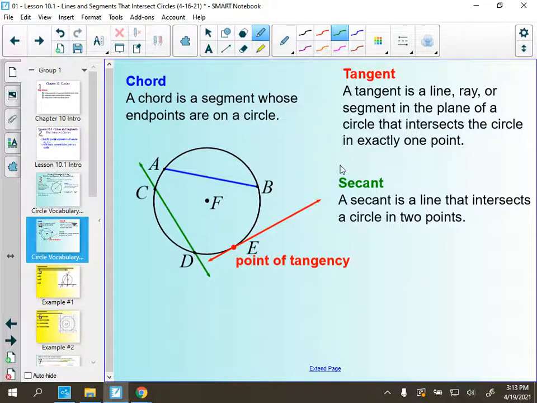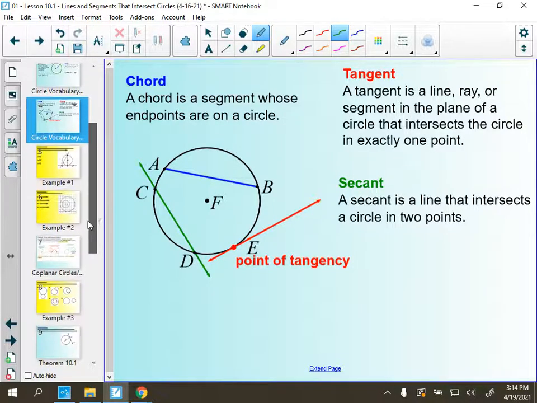But this red line is what we would say is a tangent, in that it intersects the circle just once, exactly one point. It kind of just grazes the circle and hits it in just one spot. And we call that point a point of tangency. So point E would be a point of tangency. That lays some of the groundwork, some of the vocab for not only the lesson, but for the chapter. We'll use a lot of those words throughout.